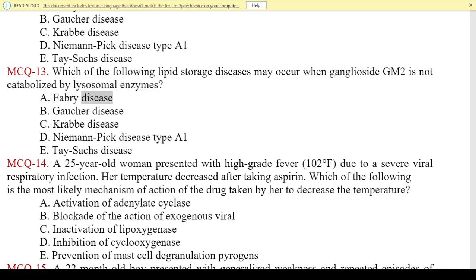A. Fabry disease. B. Gaucher disease. C. Krabbe disease. D. Niemann-Pick disease type A1. E. Tay-Sachs disease.